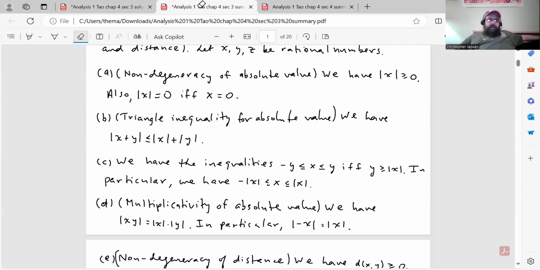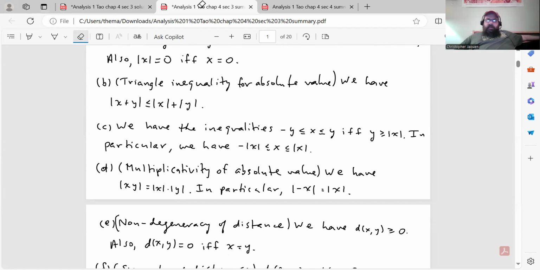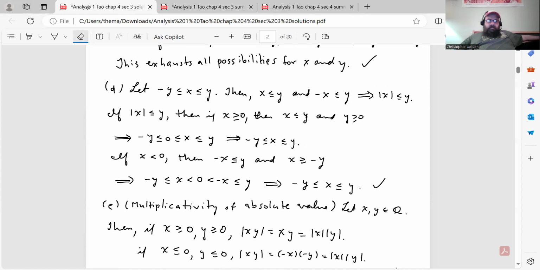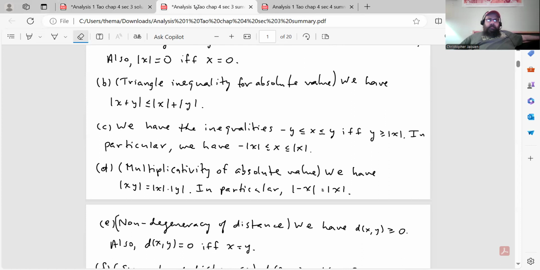Part D is... did I? Oh, I think I skipped part C. Did I? Hang on. Maybe I labeled it wrong. I think this is the proof of part C. Sorry, this should be part C here. Let me just double check.